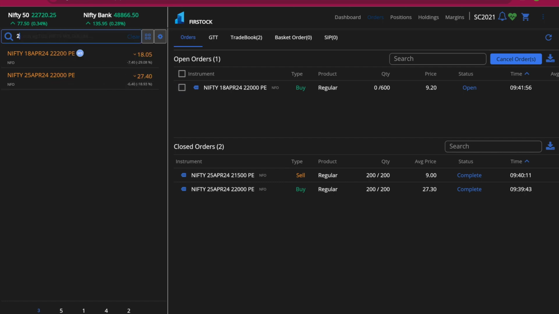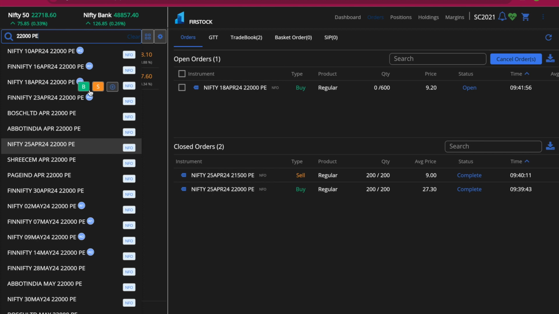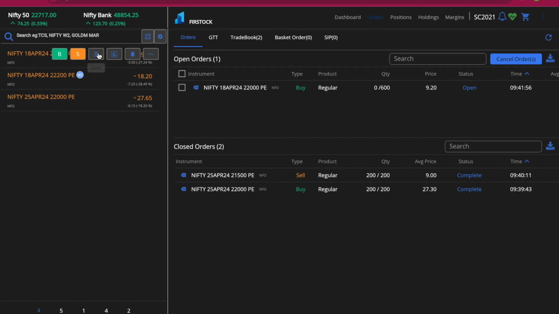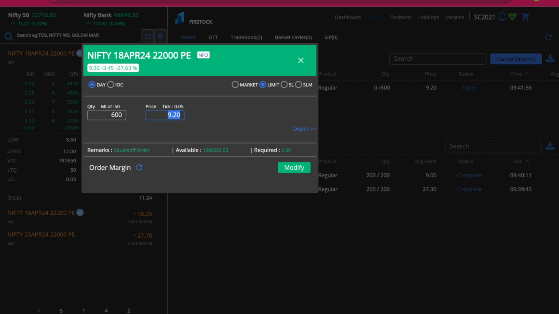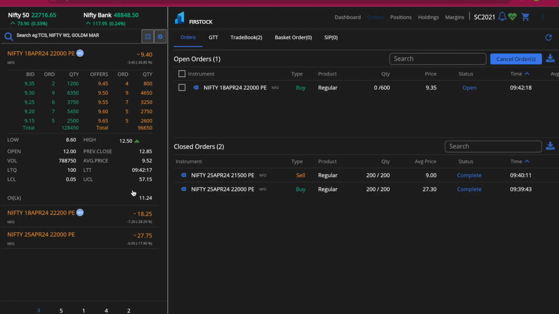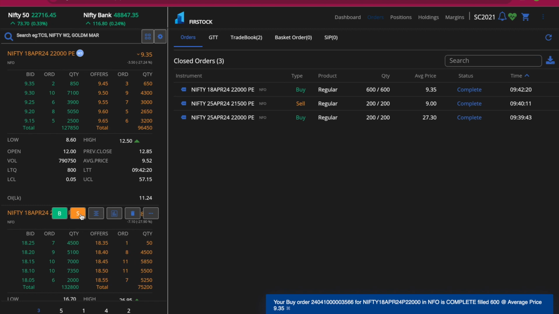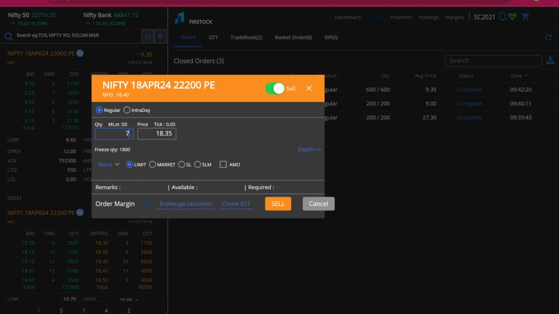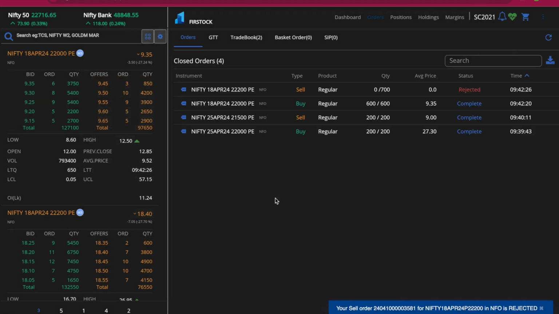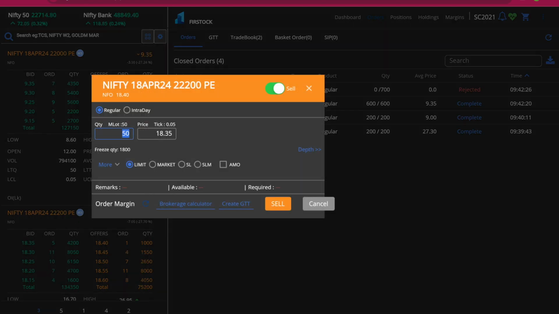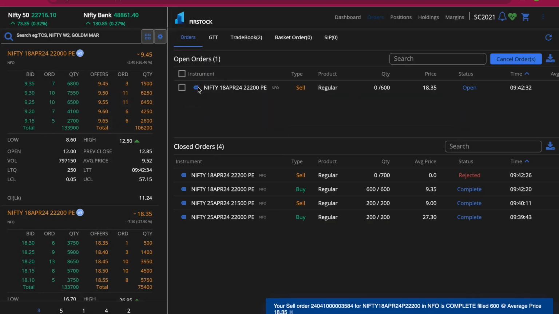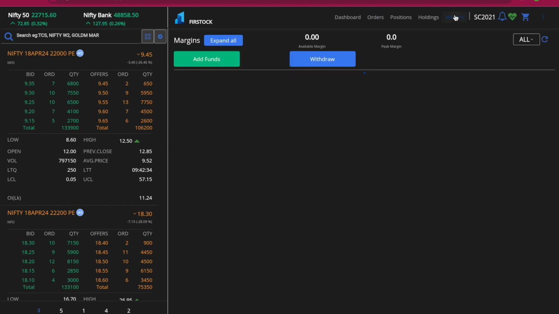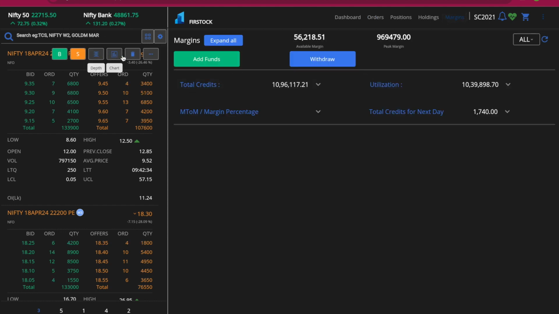Okay, PE. Check the market depth. We're checking the market depth over here, and 9.2 is not getting triggered, so we go for 9.35, and hopefully it should get triggered. Yes, and now we go ahead and sell. We will try with 700 quantity, rejected. Try with 600 quantity, and we sell it off. Yes, and we are the best sellers. Yes, margins 56,000. Amazing.